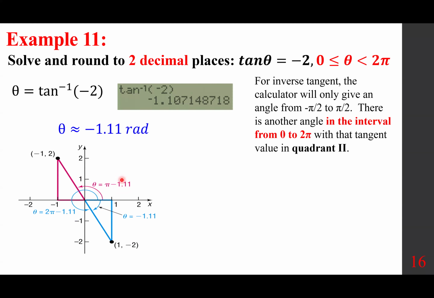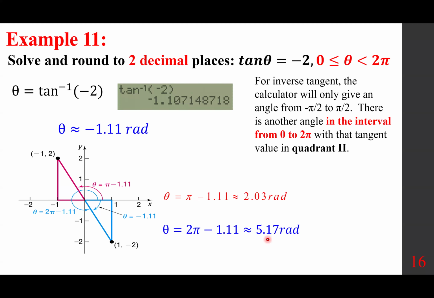-1.1, and this is pi minus 1.1. And then if you add 2 pi minus 1.11. So theta equals pi minus 1.11, again with a couple of decimals, 2.03. Theta equals 2 pi minus that is 5.17 radians.